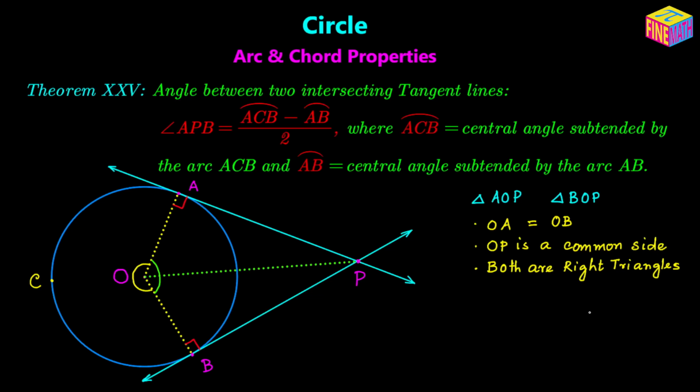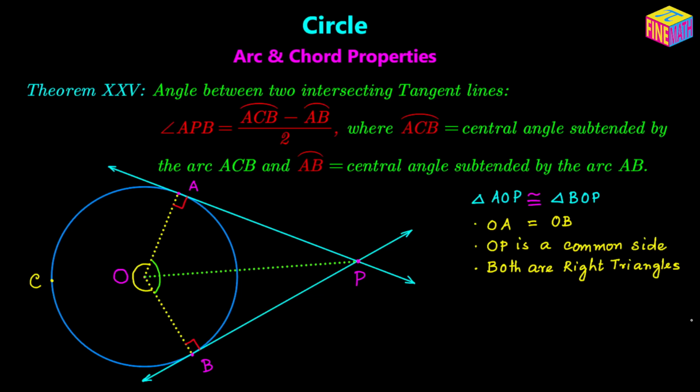And each of these triangles is a right triangle because the tangent is perpendicular to the radius. So the angle OAP and the angle OBP will be right angles. So we have two right triangles here with a common side, and another pair of sides are equal. That means these two right triangles will be congruent, because for right triangles, if we have a common hypotenuse and another pair of sides are equal, then the triangles are congruent, because we can easily calculate the other pair of sides using the Pythagorean theorem. So now we are able to prove that these two triangles are congruent triangles.